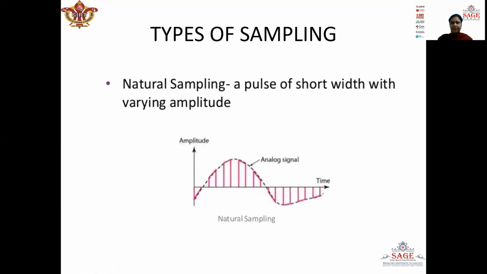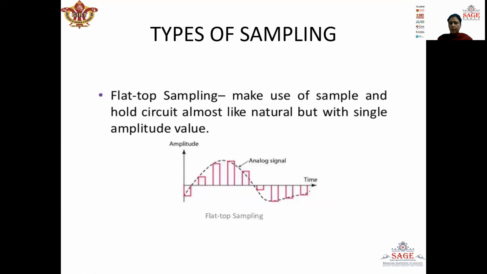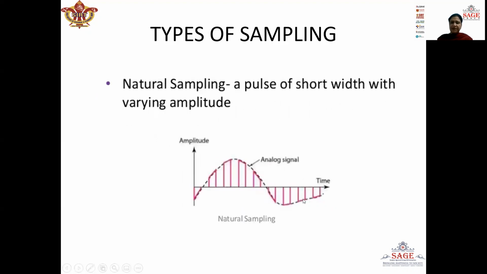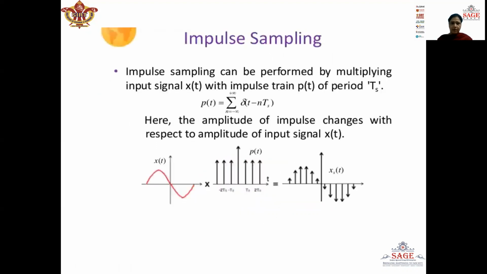In flat top sampling, we have seen that the tops of the pulses are flat, though the amplitude of the pulse at the start of the pulse interval varies according to the message signal. But in natural sampling, the tops of the pulses are not flat, but they exactly follow the message signal. Now, we will consider all these sampling methods in brief.